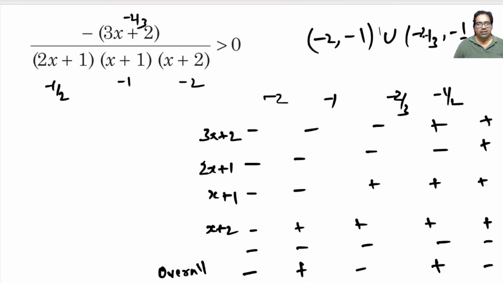Right. And minus 2 by 3. If you put minus 2 by 3, this expression will become 0. It is not greater than 0. Though it is in the numerator, 3x plus 2 is in the numerator. When x equals minus 2 by 3, numerator becomes 0. So this entire expression will become 0. We want greater than 0, not greater than or equal to 0. That's why we are putting a close bracket here. Right, guys? So when x equals minus half or minus 1, minus 2, this entire expression becomes undefined because the denominator is 0. But when x equals minus 2 by 3, this entire expression will become 0. We want it to be greater than 0.